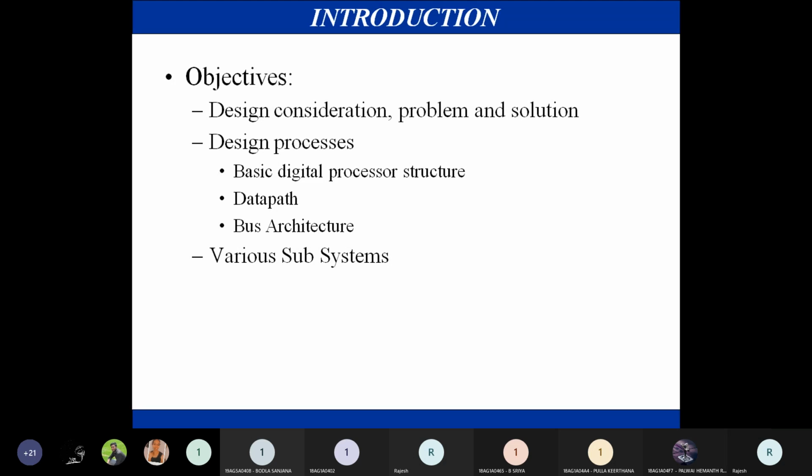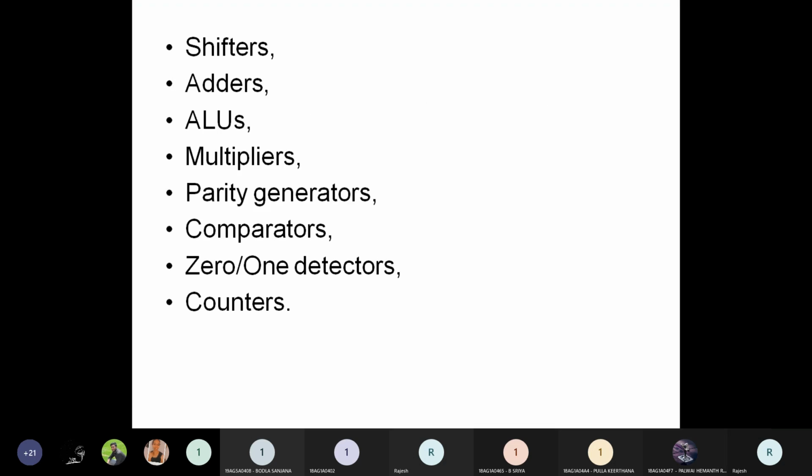And also we are going to study various subsystems. So this is a very simple unit where you are going to directly read the design of corresponding subsystems. So one subsystem you are going to study are these are shifters, adder, ALU, multiplier, parity generator, comparator, 0-1 detector, and counter. So from STLD point of view, you are going to see what are the alternate designs. If you design a 3-bit counter, what is the 4-bit counter? Synchronous counter, asynchronous counter. But here in this unit, you have a ready-made design.